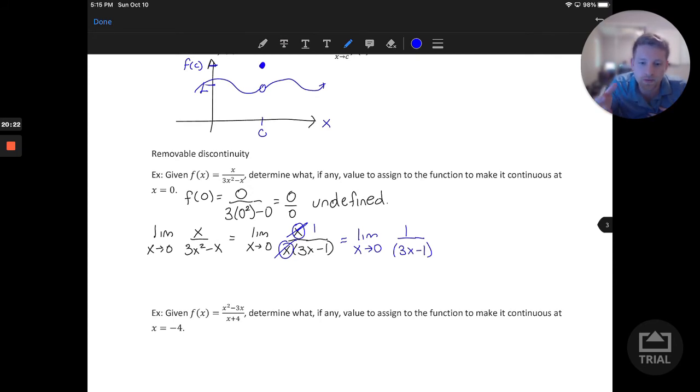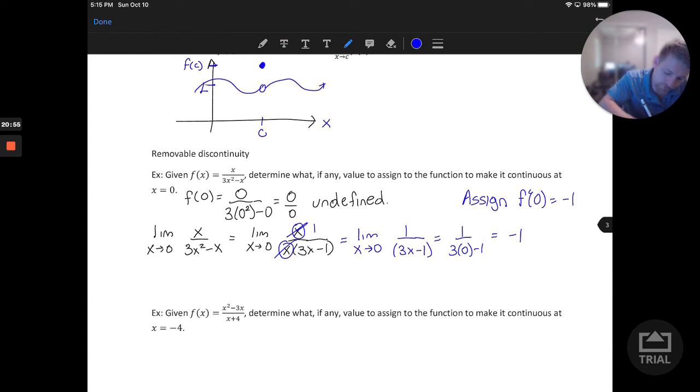And now we'll notice that we actually can evaluate this limit at x equals 0. There's nothing odd going on in the denominator, and so we can say that's 1 over 3 times 0 minus 1, and this would simplify down to just negative 1. So here we can actually assign the value of f of 0 to be negative 1. If I assign that value, this function now will be continuous at x equals 0.